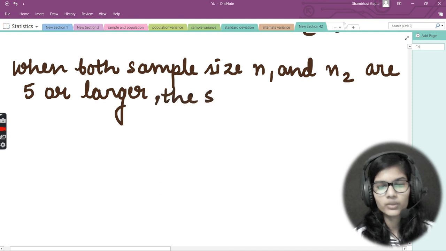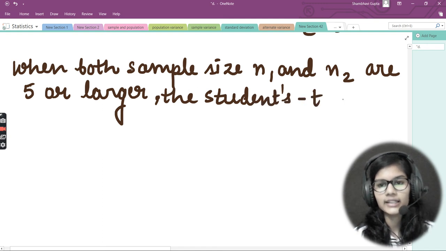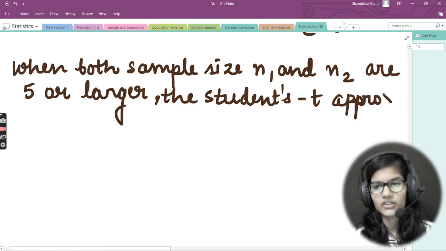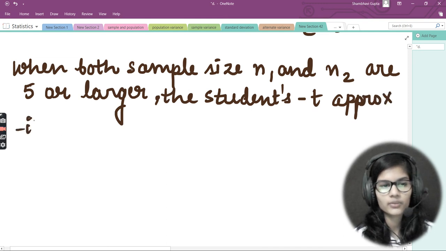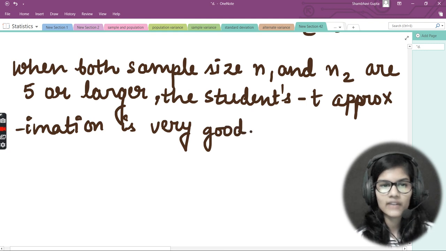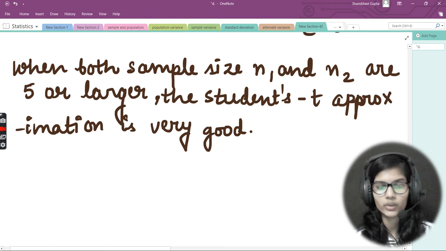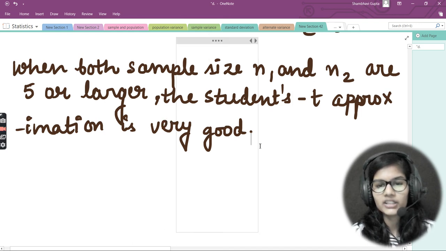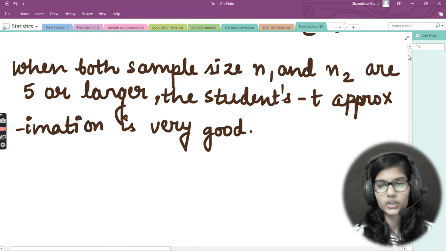then the student's T approximation is very good. So when both the sample sizes n1 and n2 are 5 or larger than 5, then the student's T approximation is said to be very good. After this we do not have any particular specifications for this particular thing, right?